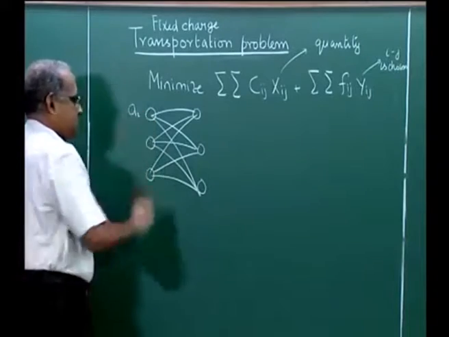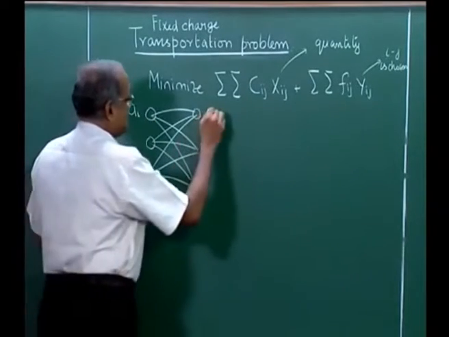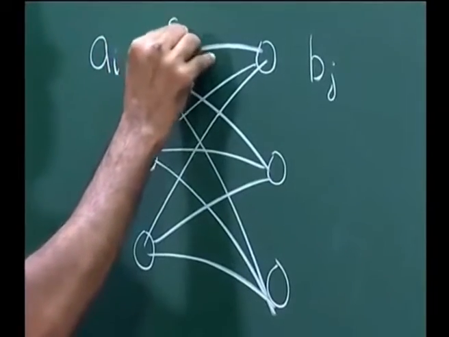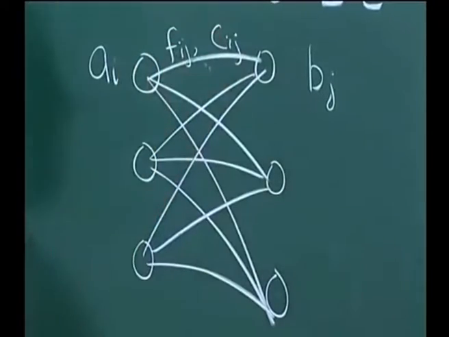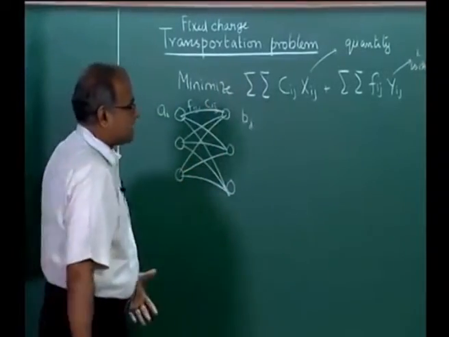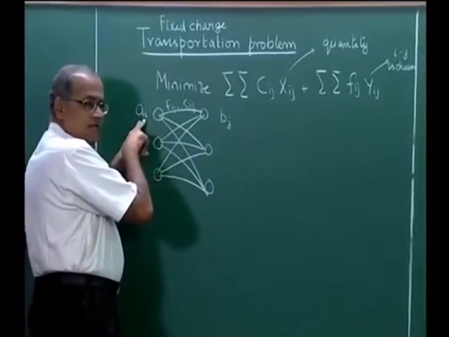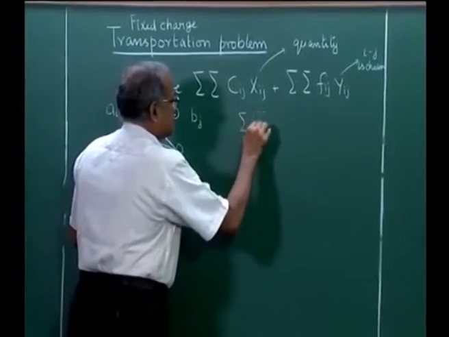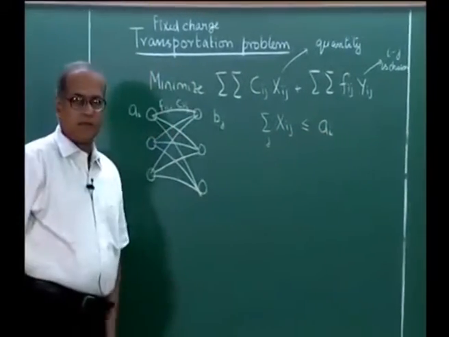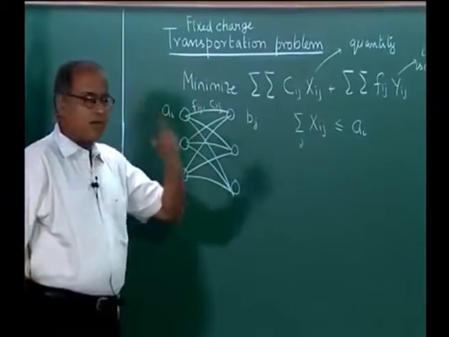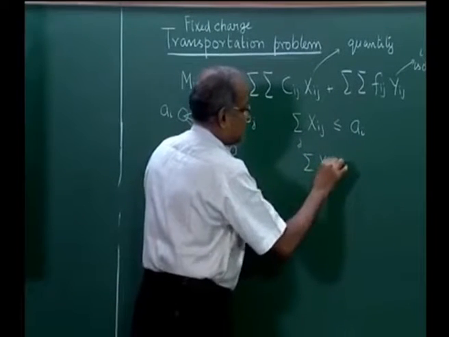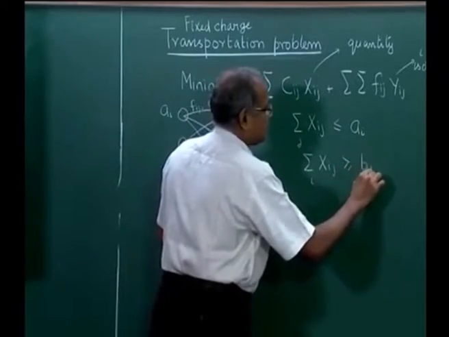Now, there is an Ai which is the supply available here, and there is a Bj which is the requirement for this. There is a Fij which is a fixed cost and a Cij which is the unit cost of transportation if we move from i to j. So, we have typical constraints: whatever goes out of a supply point should be less than or equal to Ai. So, sigma xij summed over j is less than or equal to Ai. Whatever reaches a destination should be greater than or equal to Bj. So, sigma xij summed over i is greater than or equal to Bj.